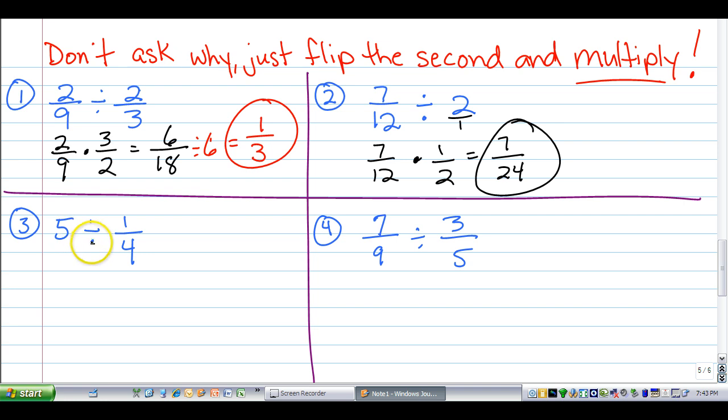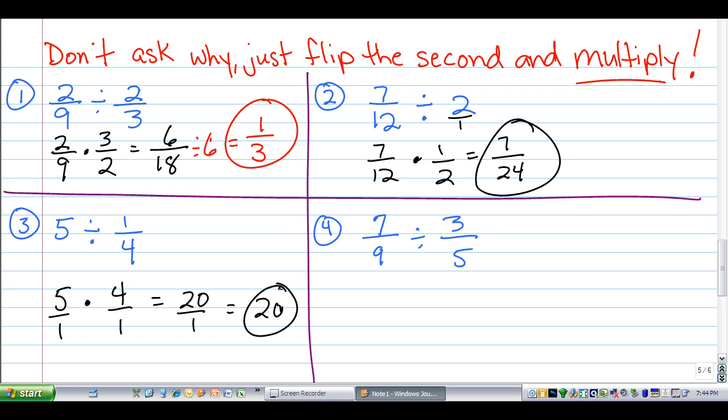Over here, 5 divided by 1/4. I leave the 5 alone. I don't ask why. I flip the second. And when I flip the second, I get 4/1, which is really just 4. So, if you wanted to, you could do it this way, but there is no reason. 5 times 4 is 20. 1 times 1 is 1, but this really is just 20.